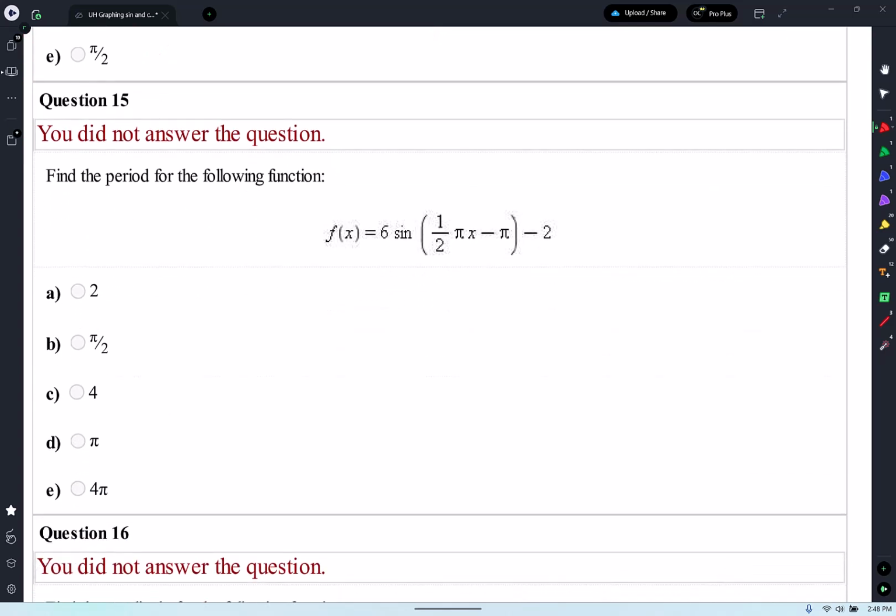Question 15, find the period. It's the number in front of the x. This is your b. This is not the period, but that's your b that you use to find the period. Period is equal to 2 pi divided by, that half pi means pi over 2. Divided by pi over 2. Again, keep change flip. 2 pi times 2 over pi. Pi's cancel out. The period is 4.